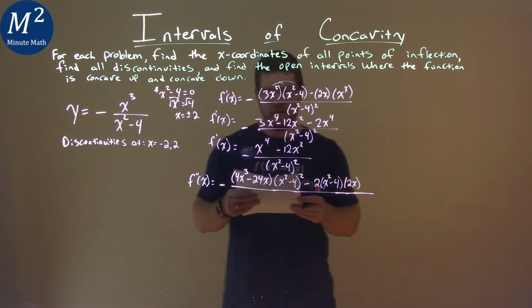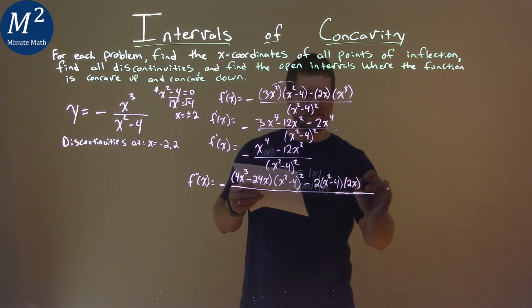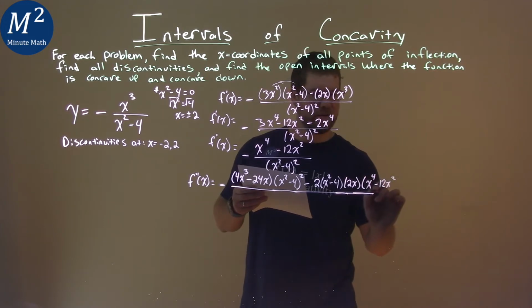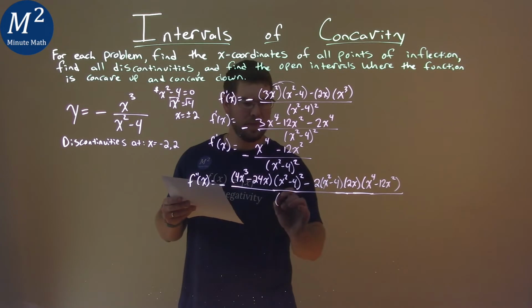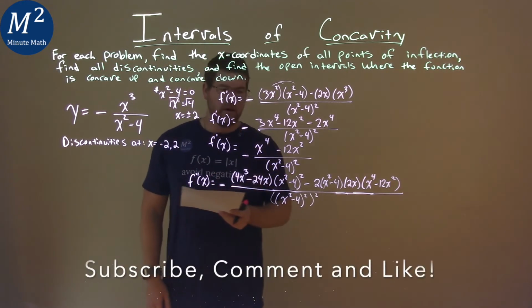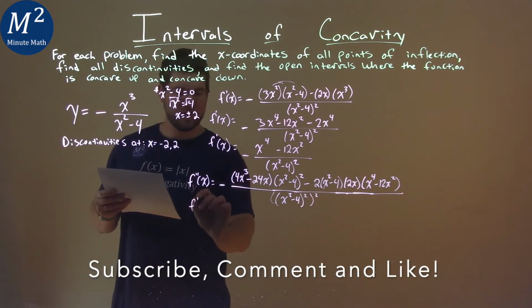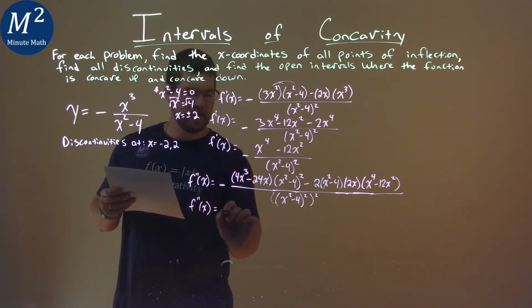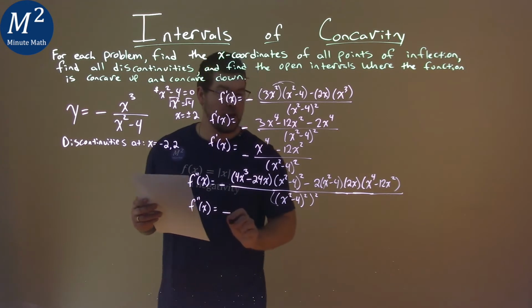Times the numerator, which is just x to the fourth minus 12x squared, all over the denominator squared, x squared minus 4 squared, squared. Okay, let's simplify where we can. So we have f double prime of x here. Negative, don't forget that negative out there. When I was doing the notes here, it kind of got me.